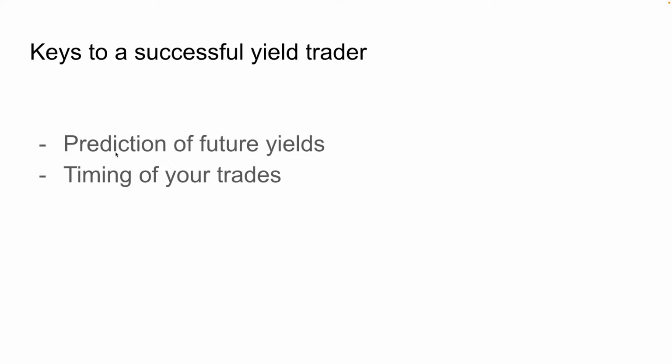The second point is being able to time your trades well. Say you have a general direction that stETH yield is going to increase in the future, right? That means you might want to long yield in general. But if you are able to time your YT buy at a very low implied APY, your profit will be significantly higher. So that's the two keys to a successful yield trader.